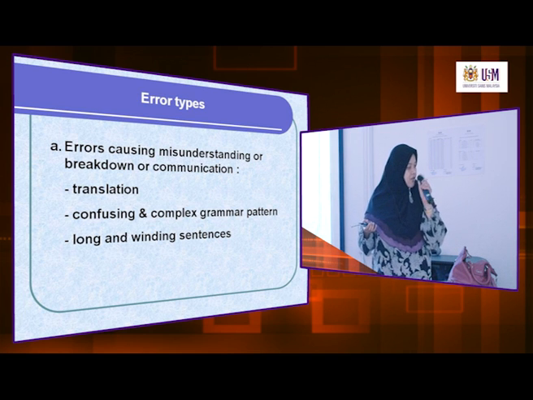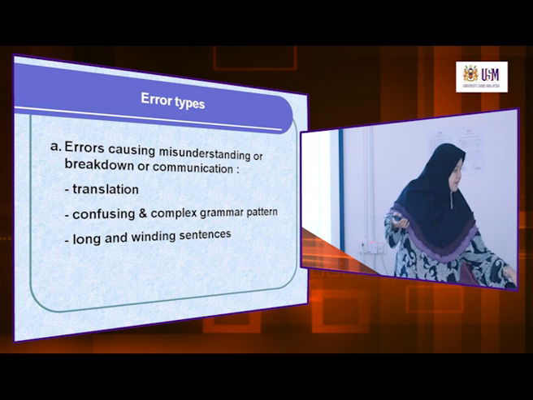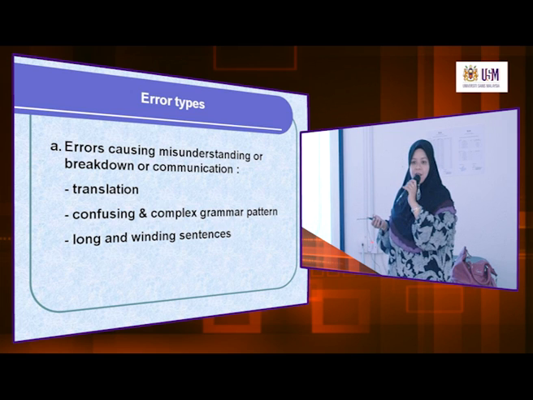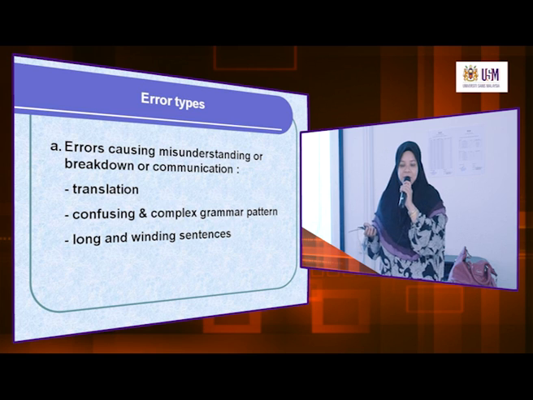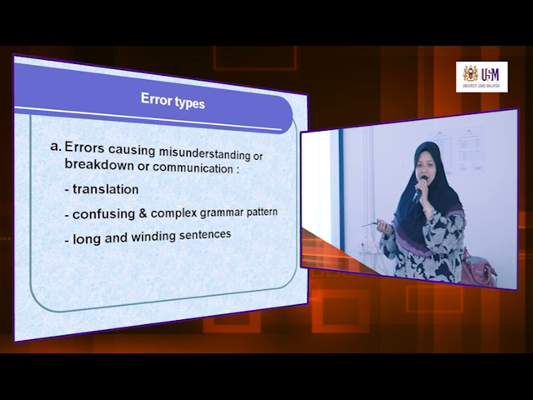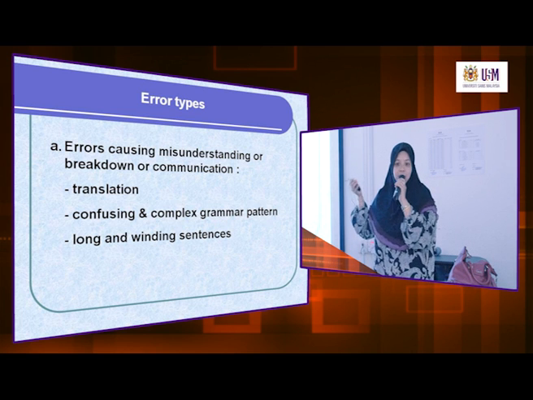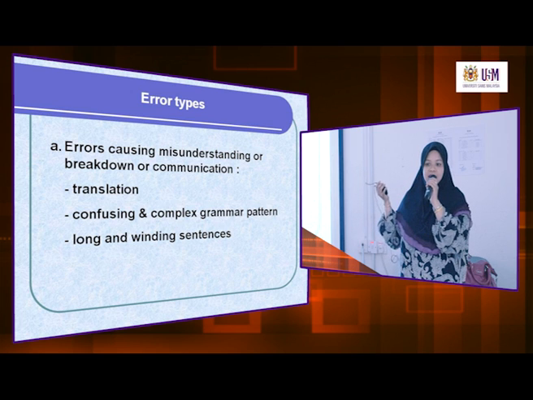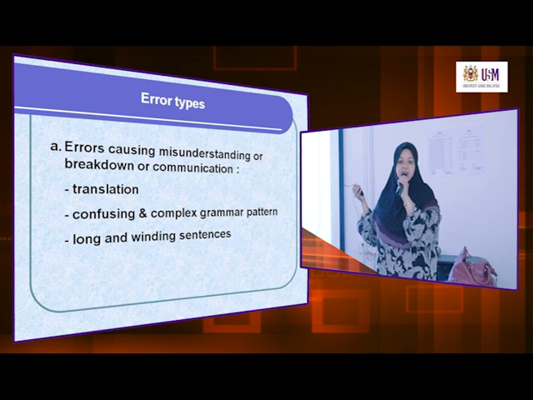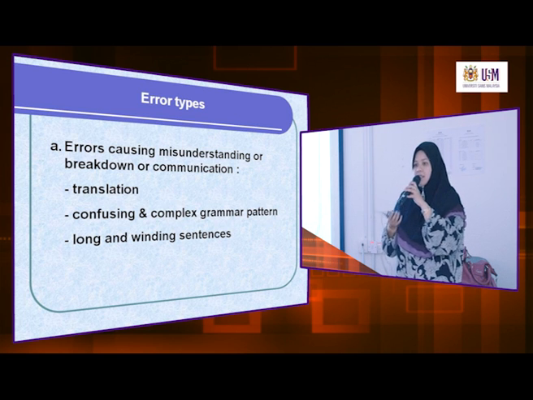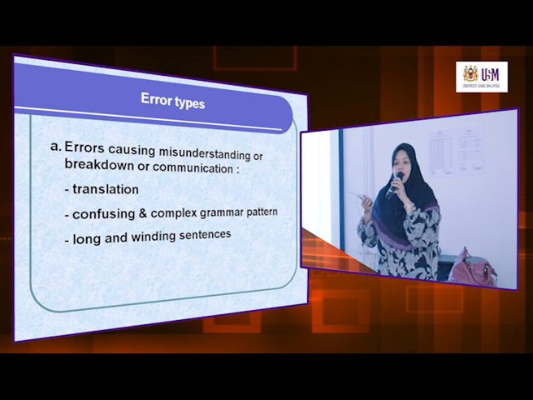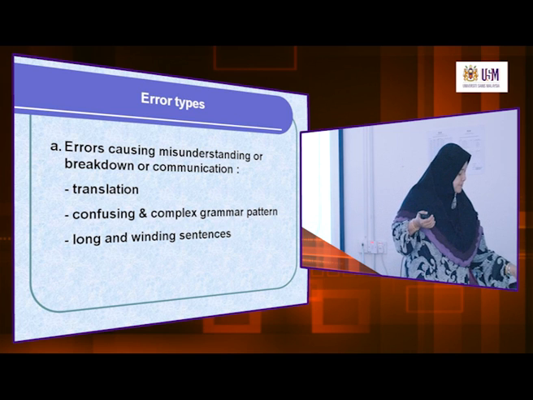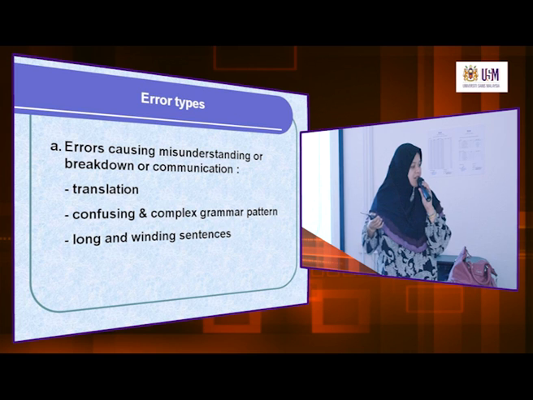Error types. Errors causing misunderstanding or breakdown of communication. Translation, I've mentioned just now. Park at your own risk. Or, remember I told you the story about duck? Instead of tunduk, it becomes itik. Okay? Those are big errors. Translation. When you translate, it's very, very important to make sure your translation is good. If you use Google Translate, you also always need to look at the translation, because sometimes the translation does not really gel. So you cannot just use the translation 100%.